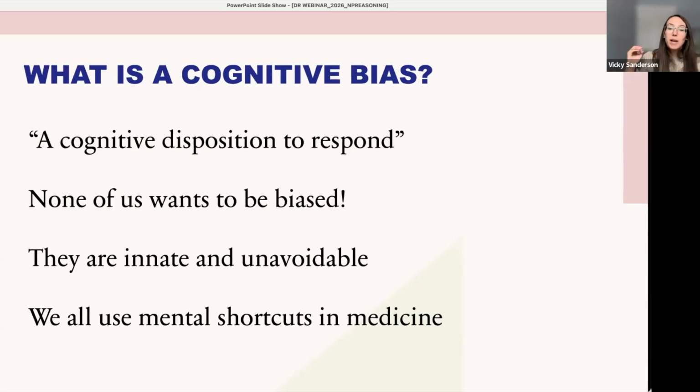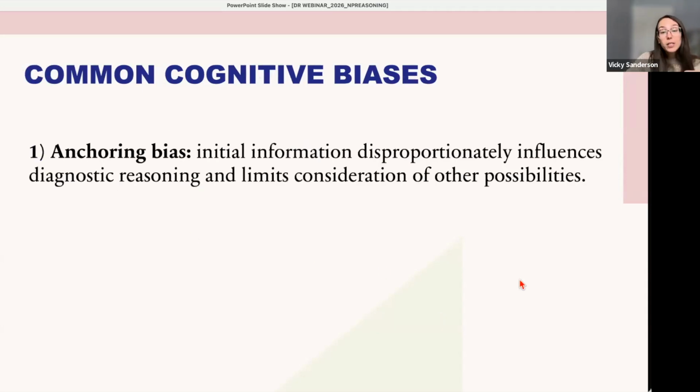We all use mental shortcuts in medicine to get to answers, to solve medical issues. So cognitive biases are just things that we have to be aware of, and we have to use some forcing strategies to minimize them and how much they show up for us. So briefly, some common biases to be aware of. There's something called anchoring bias, where we're given an initial piece of information, and that disproportionately influences our reasoning and limits consideration of other possibilities.